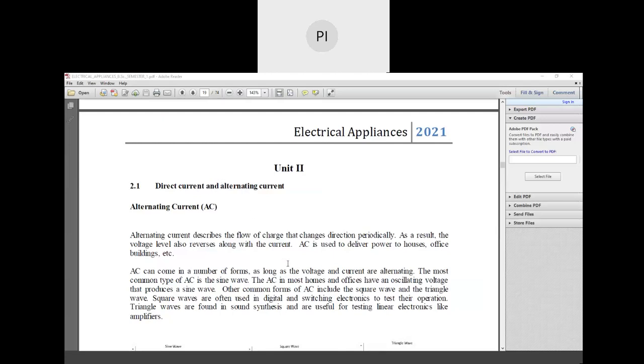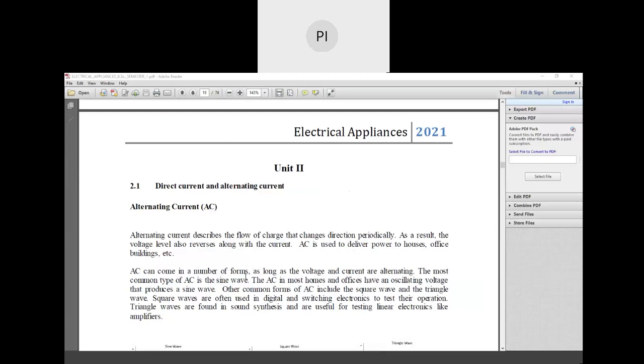Why is it represented in the form of a sine wave? Sine 0 is initially starting with 0 value, at 90 it is maximum amplitude, at 180 it is again 0, and sine 270 is minus 1. So the curve represents the sine values, so that is termed a sine wave.